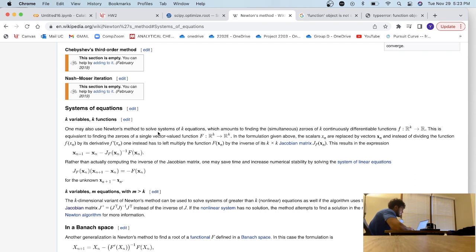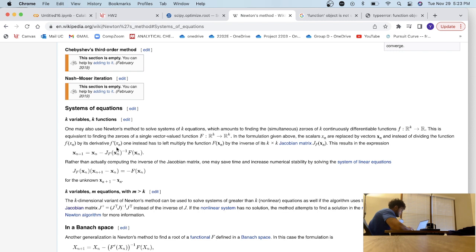You want to be able to use Newton's method to solve systems of k equations, which amounts to finding the simultaneous zeros of k continuously differentiable functions. This is equivalent to finding the zeros of a single vector-valued function.